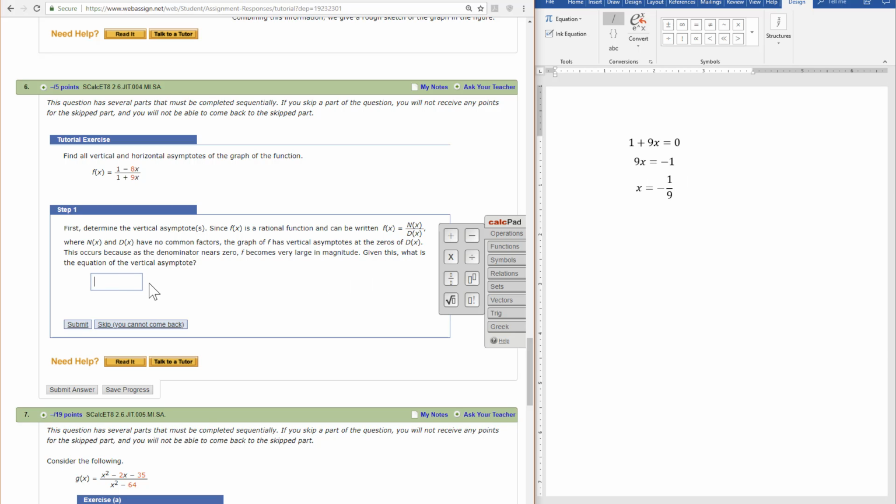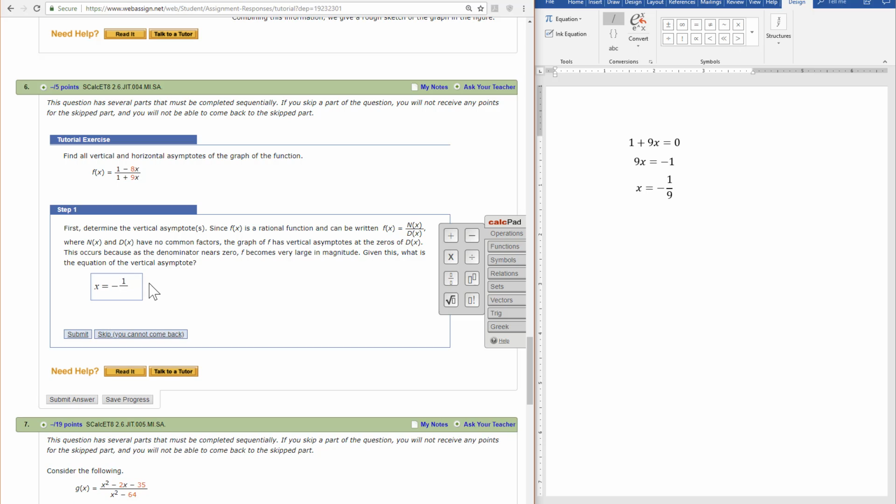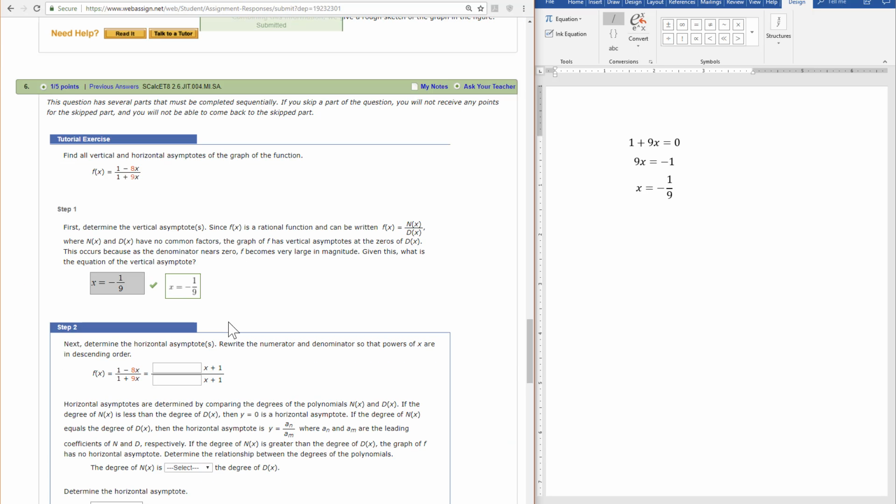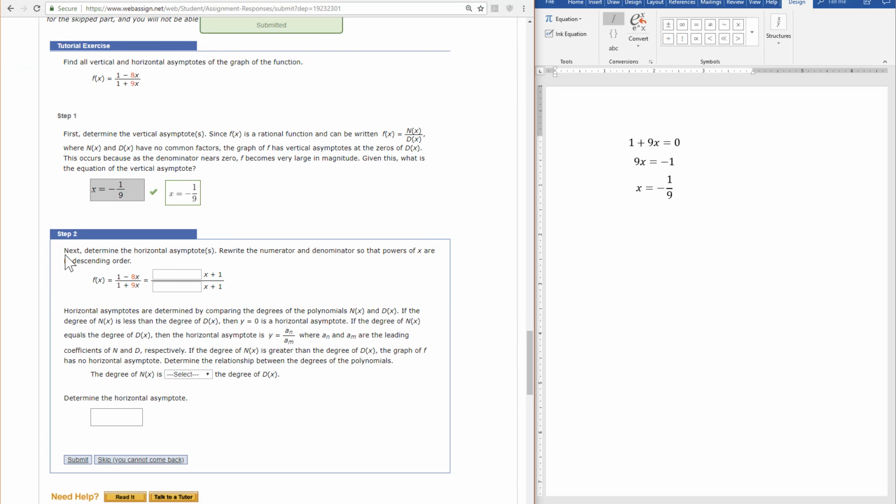So I think if we write the whole thing, we're going to get the actual equation. So x equals -1 divided by 9. And that is going to be our vertical asymptote. Now that we have that, determine the horizontal asymptotes. Rewrite the numerator and denominator so the powers of x are in descending order.